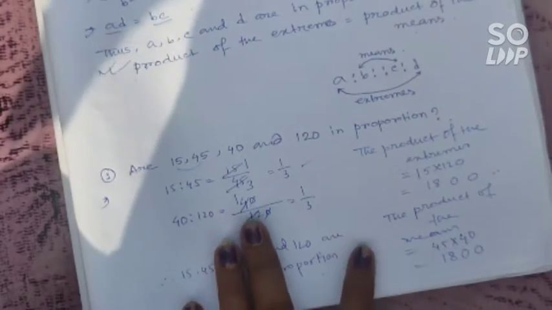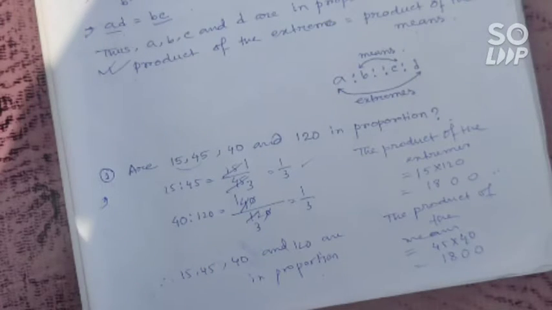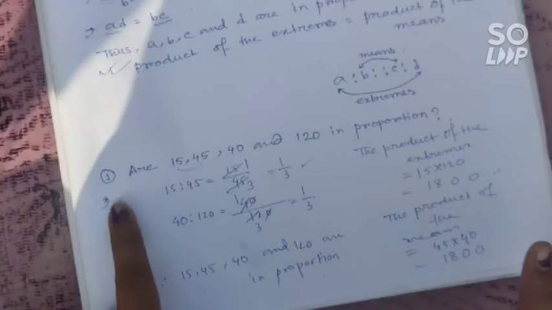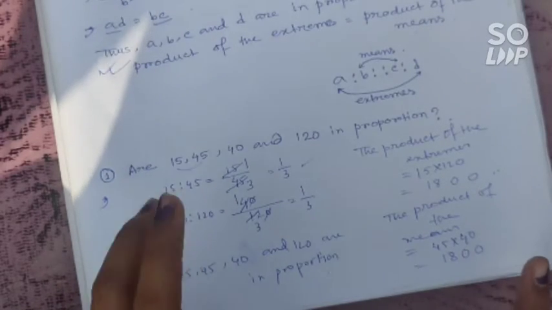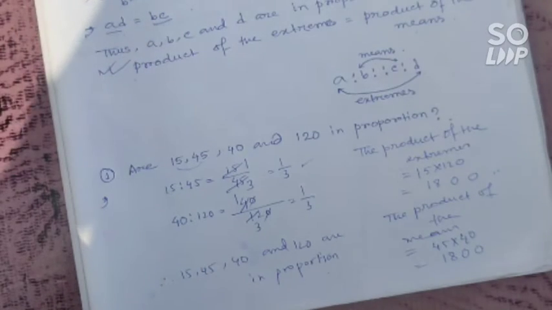So these are the two processes for checking whether any four numbers are in proportion or not. You can apply any one of these processes. Whichever process is easier for you, you can apply that process for checking whether any four numbers are in proportion or not.